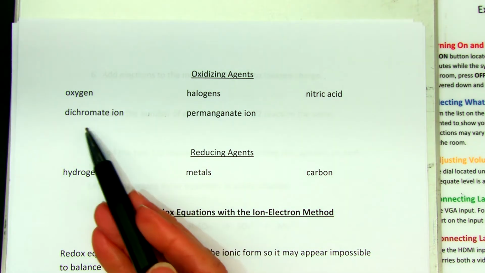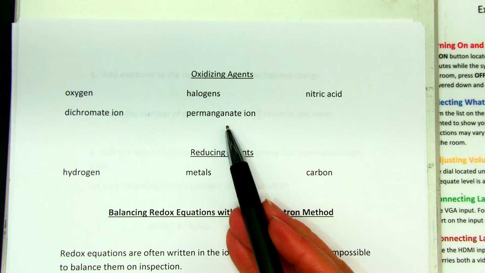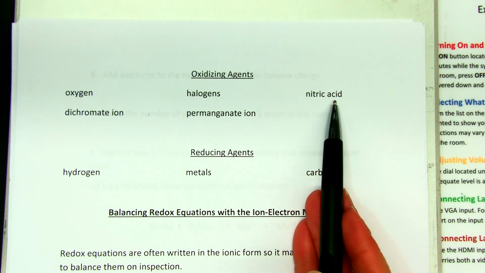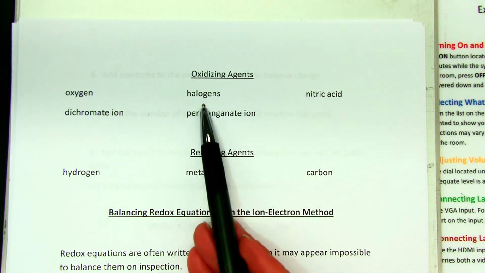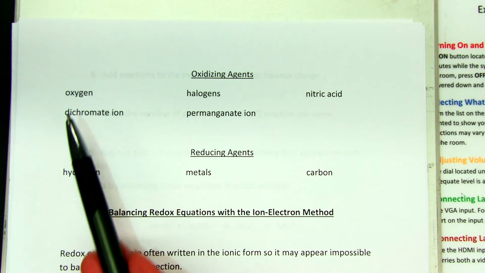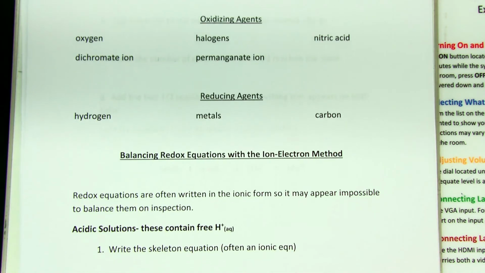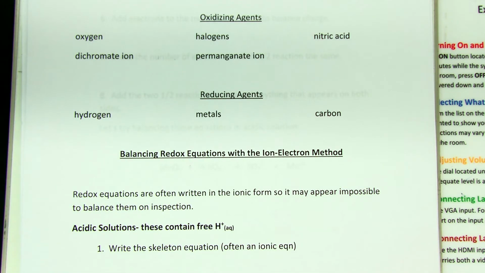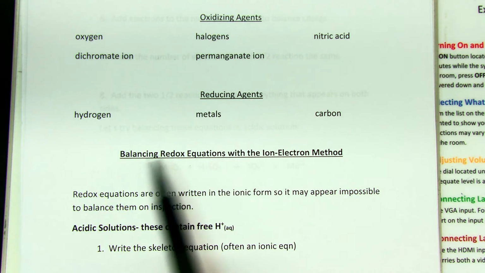So the dichromate ion, the permanganate ion, nitric acid, big oxidizer, we're going to use that in lab this week. The halogens and oxygen are oxidizing agents. It doesn't mean it's always redox, but it often is. And the reducing agents are hydrogen, metals, and carbon.